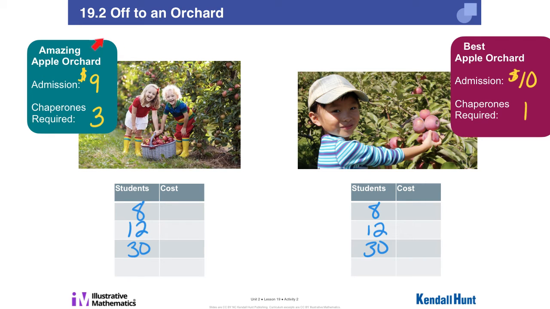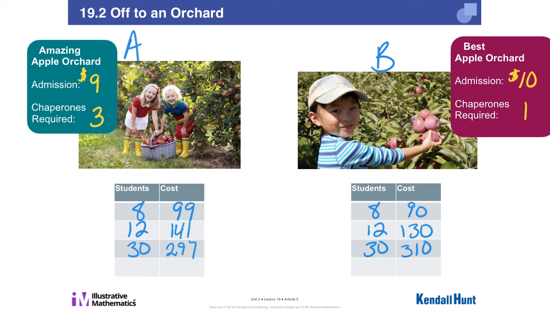Okay, this information is written out in your book. I'm calling it the Amazing Apple Orchard. That is Apple Orchard A. And then the best apple orchard is Apple Orchard B. The same information that's in your book, like I said, and you're going to figure out the cost of taking these numbers of students for each apple orchard.